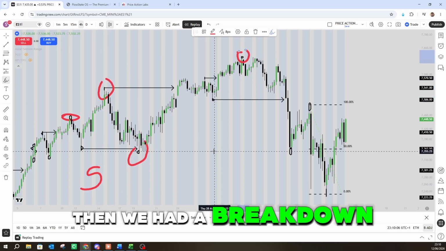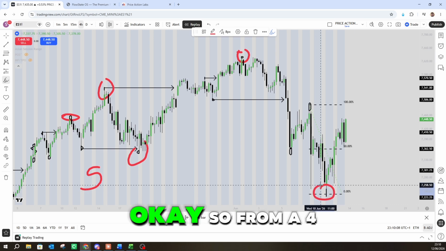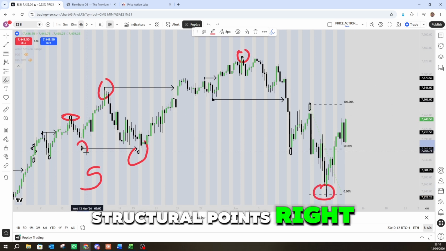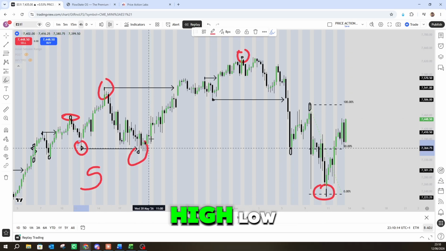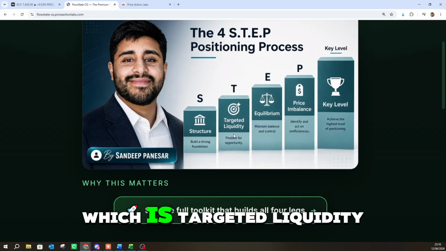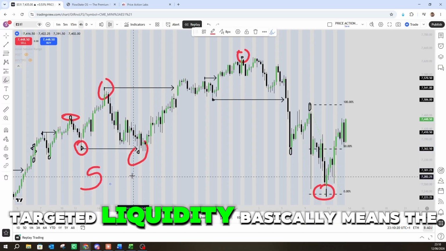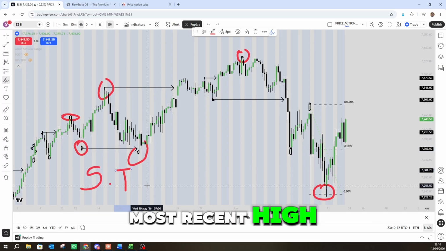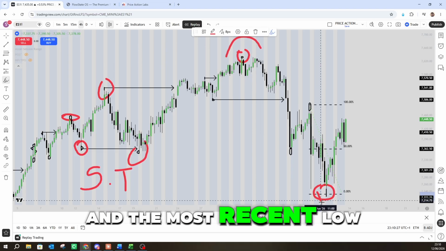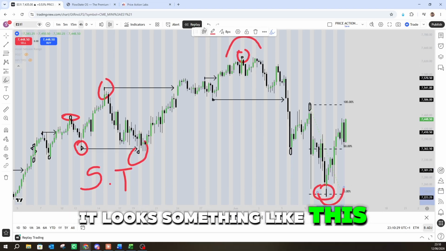Then we had a breakdown here, okay? So from a 4-hour perspective, these are my basic structural points, right? So what we had is high, low, high, low, high, low. Next, we move on to T, right, which is targeted liquidity. Targeted liquidity basically means the most recent high and the most recent low. It looks something like this, okay?